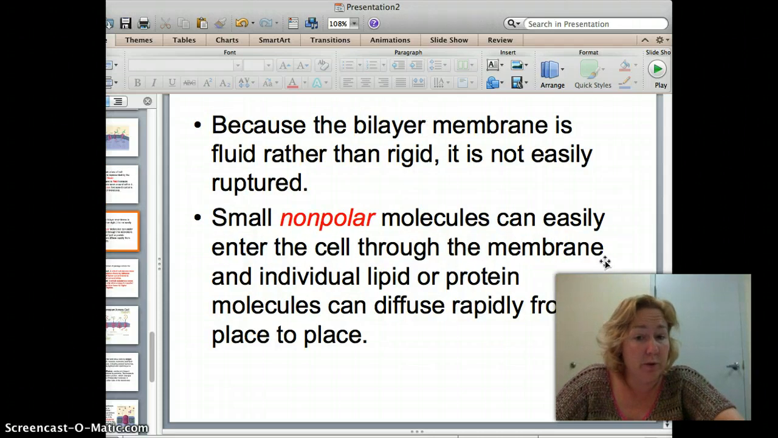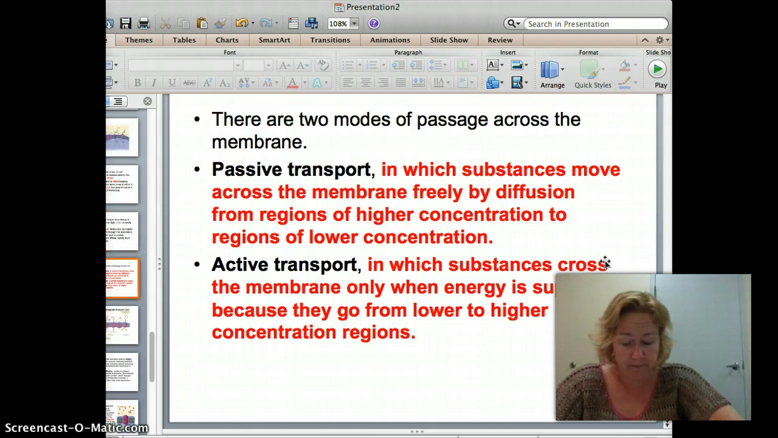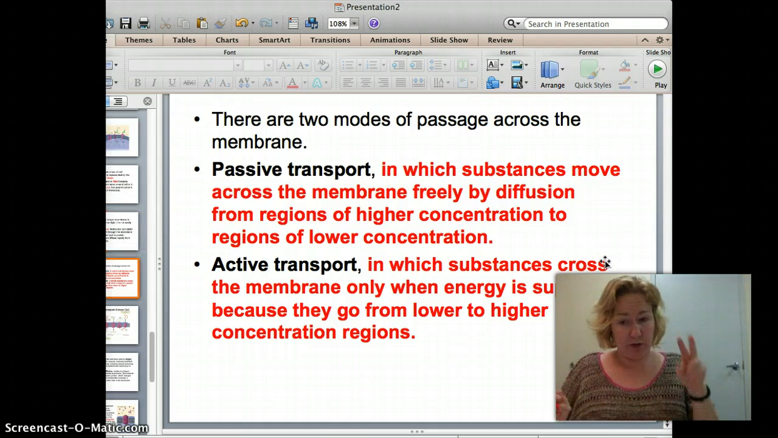Because it is fluid rather than rigid, it's not easily ruptured. It's not like you can pop it because it's just squishy. And the nonpolar molecules easily enter the cell through the membrane and it can move place to place. So it's awesome. Okay, so you have two types of transport, right?